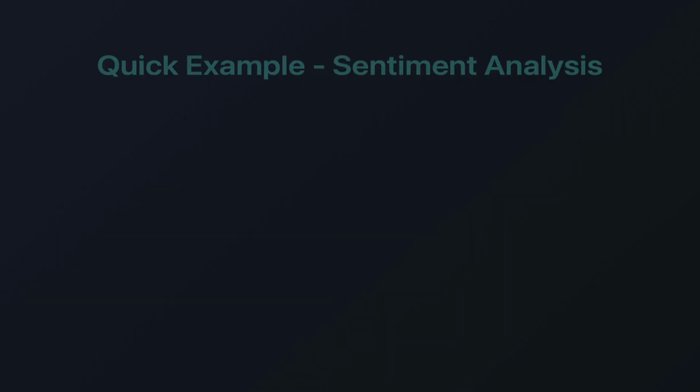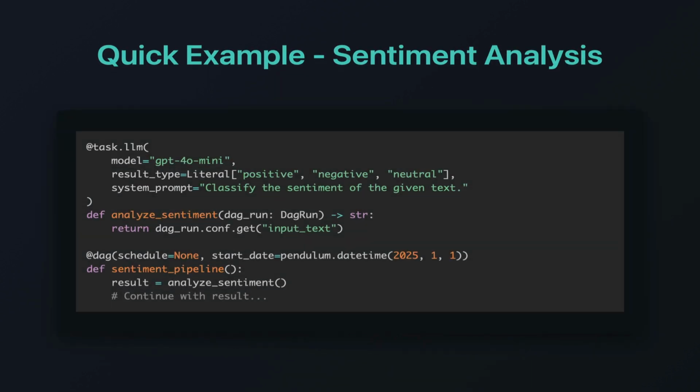Let me show you how simple this is. Here is a sentiment analysis task in just 8 lines of code. We use the Task LLM decorator, specify our model, in this case GPT-4o mini, define the output type as positive, negative, or neutral, and provide a system prompt. The function receives the text from the DAG run configuration. You know, when you trigger your DAG, you can pass this text, and it returns it. The SDK handles the LLM call, parsing and validation automatically. And that's it. Just like that, you've got AI-powered sentiment analysis in your pipeline.